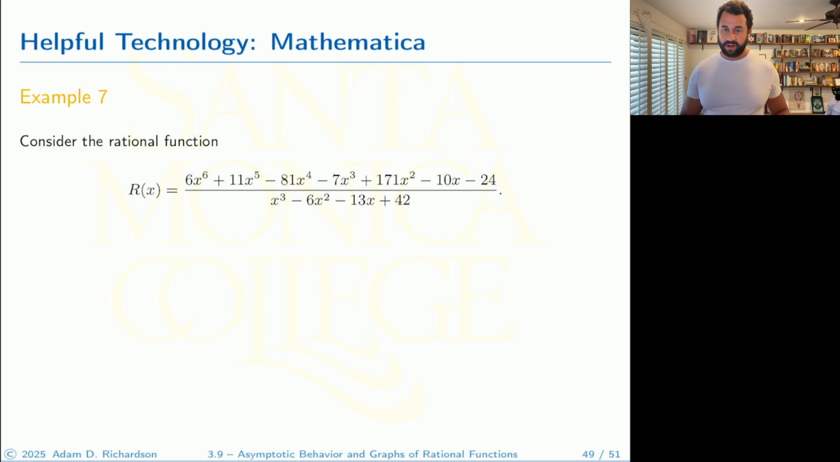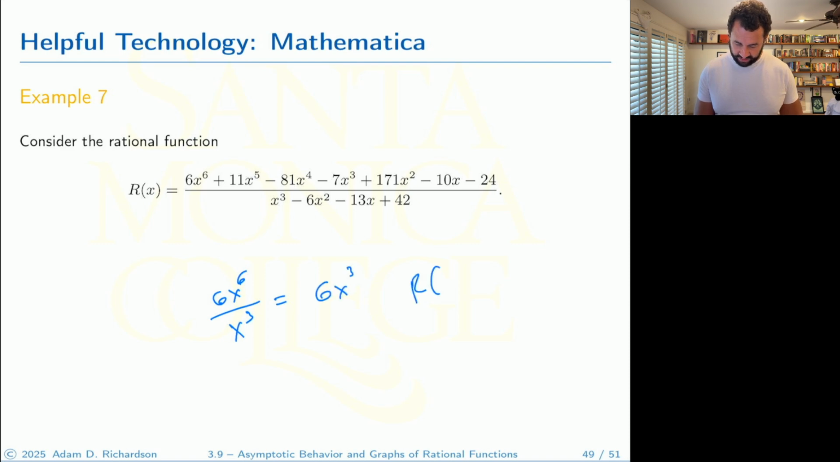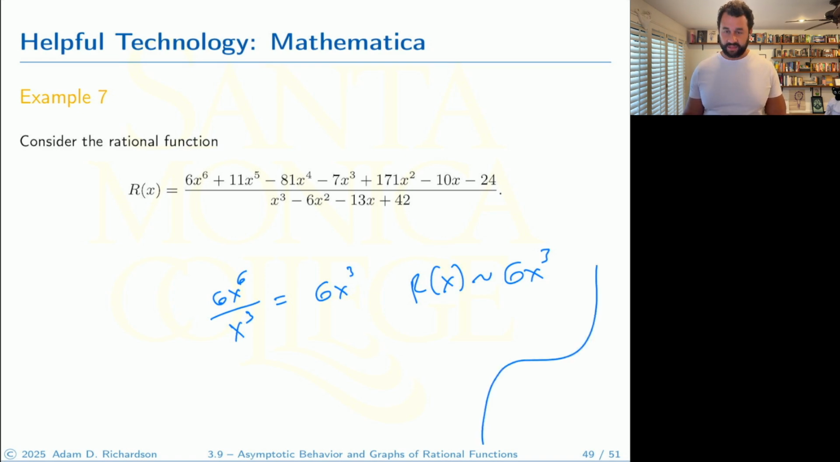One thing I can tell right off the bat: look at the ratio of the leading terms. 6x to the sixth over x cubed is equal to 6x cubed. So whatever this thing is, it's asymptotically equivalent to 6x cubed. That's what it's going to look like roughly at the end, right? Speaking of end behaviors, let's go over to Mathematica and take a look.